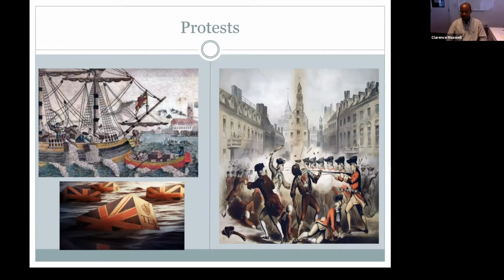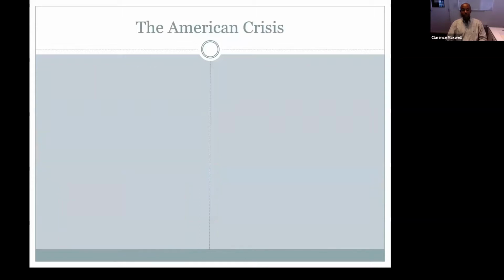in the Boston Massacre. Afro-American protests in the Boston Massacre. And of course, we know about the Boston Tea Party, but there were several tea parties in which the tea got thrown overboard, not because of taxation in this case, but because they were forced to buy it from the East India Company. So that was the American crisis.